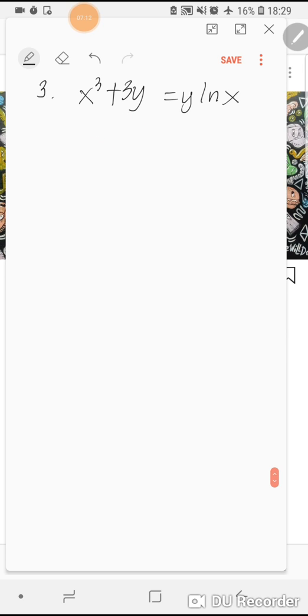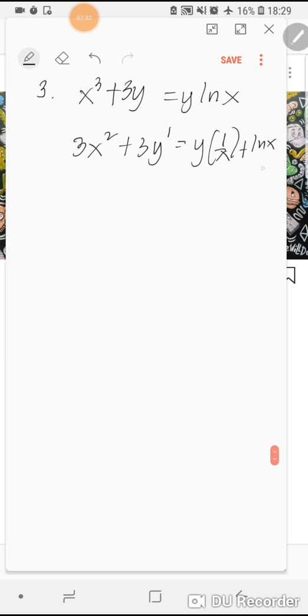Same drill: 3x squared. I won't be writing x prime because we're simply looking for the y prime. Then 3y prime equal to y times the derivative of ln x, which is 1 over x, plus ln x times the derivative of y, which is y prime.